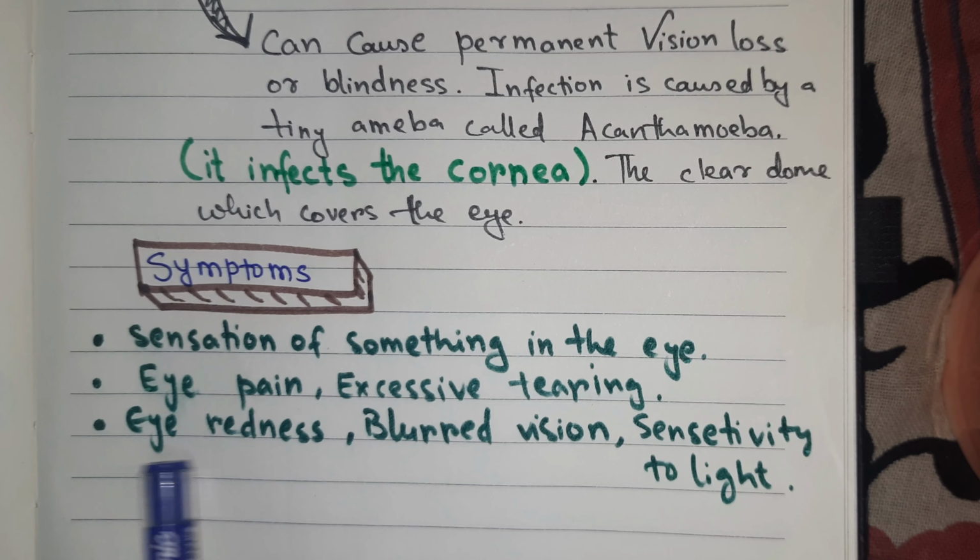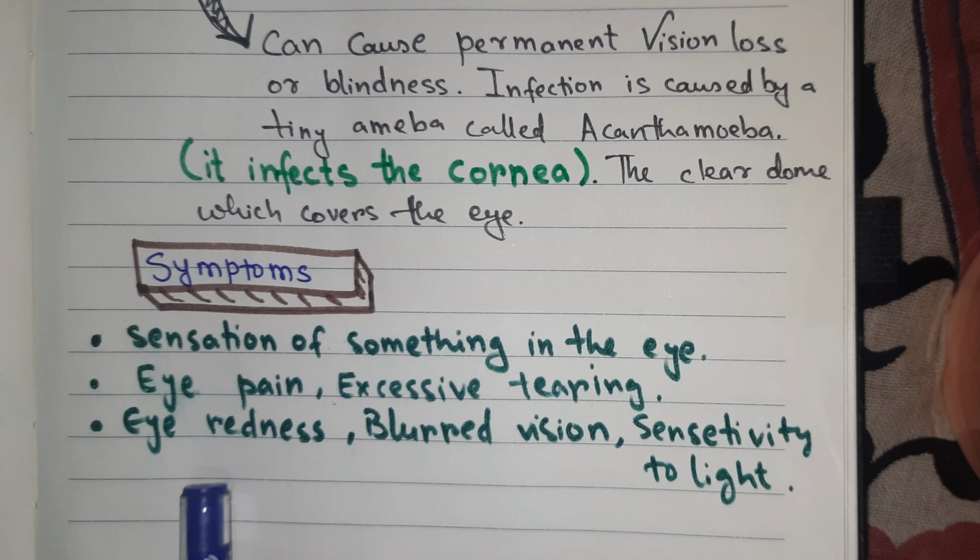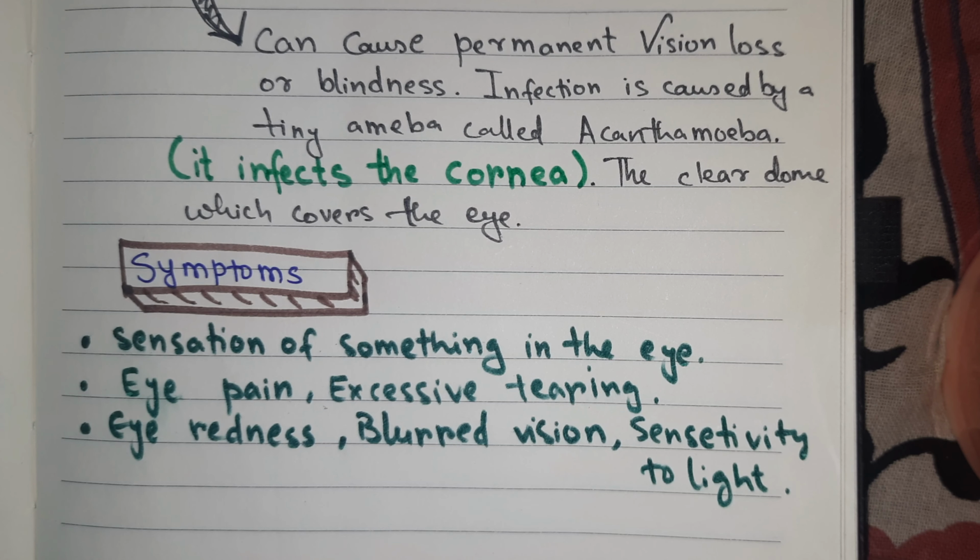Its symptoms are a sensation of something in the eye, pain, excessive tearing, eye redness, blurred vision, or sensitivity to light. So that was all about eye infections.